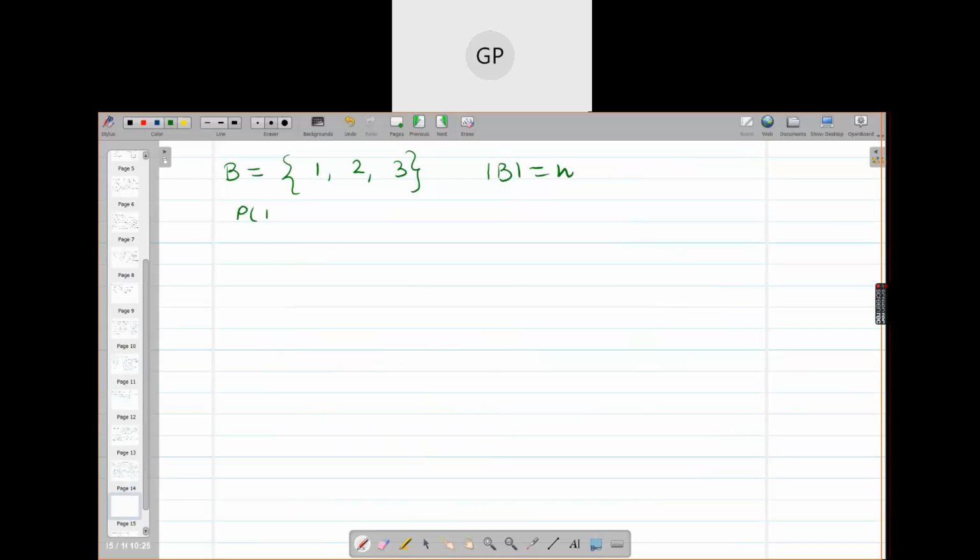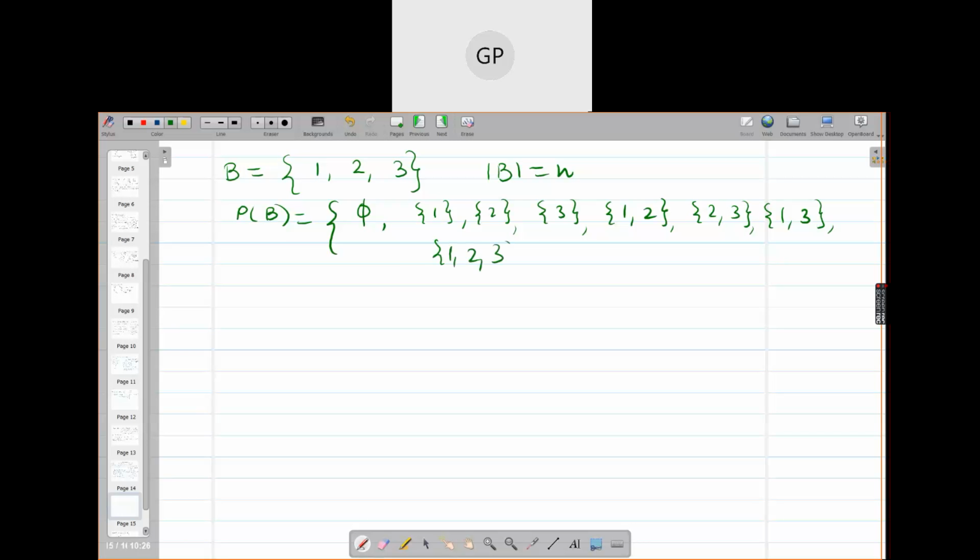And probably the power set of B will be what? Singleton 1, singleton 2, singleton 3. Then 1, 2. Then 2, 3. This is another subset. And 1, 3. And the last one is the set itself. Do you understand it? So what is the cardinality of PB? How many elements are there in PB? Cardinality of B is 3. So it will be 2 raised to 3, that is 8 elements.